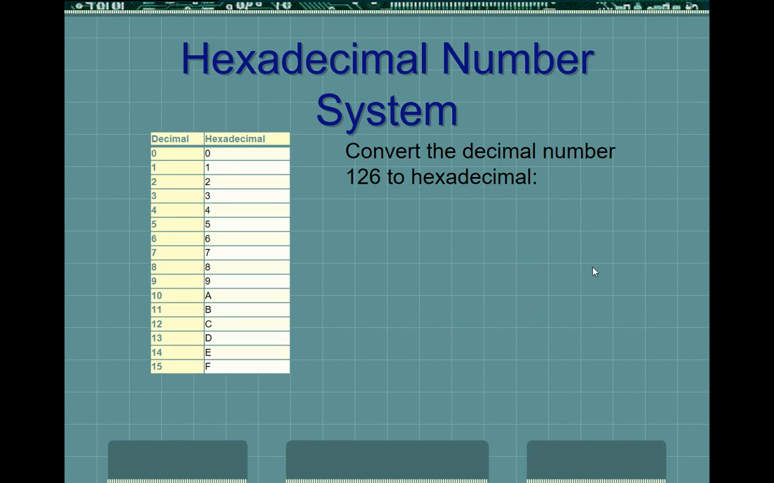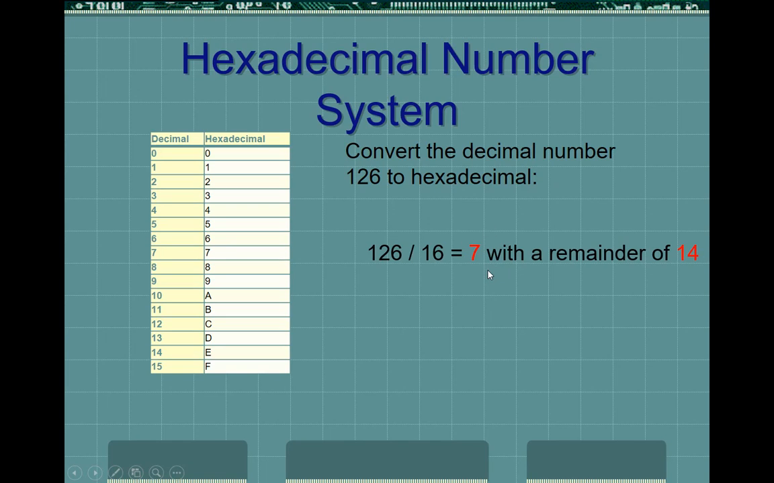Okay, so now we're going the other way. This is converting the decimal number 126 to the hexadecimal number. So what you're going to do is you have to do a little bit of magic on your calculator. You do 126 divided by 16, and that's going to get you a decimal. The decimal is 7.875, but we're only concerned about the whole number 7, okay?